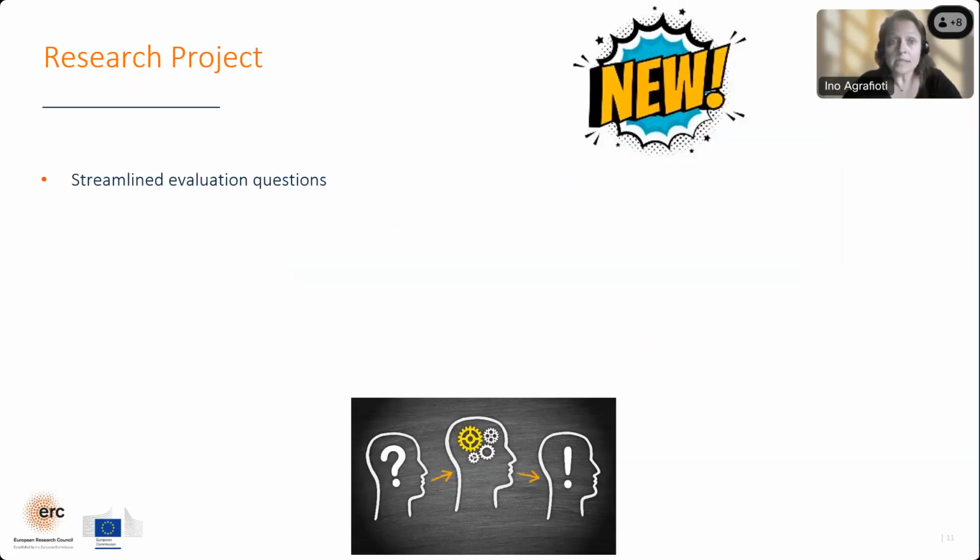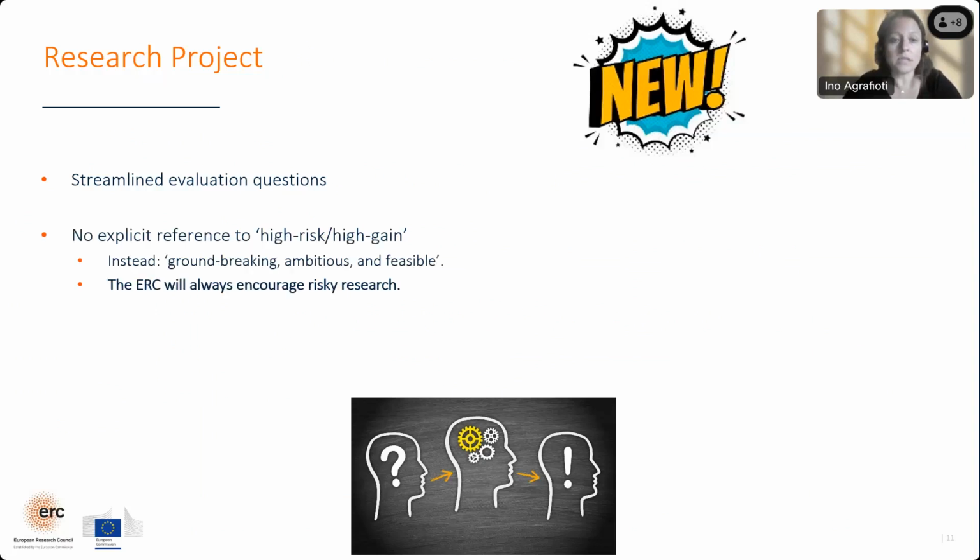There were also changes in the research project. They streamlined the evaluation questions. David, in his presentation later, will show you what these questions are, but there were two major differences. The first is that there's no explicit reference to high risk, high gain. Instead, they have groundbreaking, ambitious, and feasible. The ERC always encourages risky research. What they found is that it's not necessarily true that an ERC grant had to be high risk, high gain.